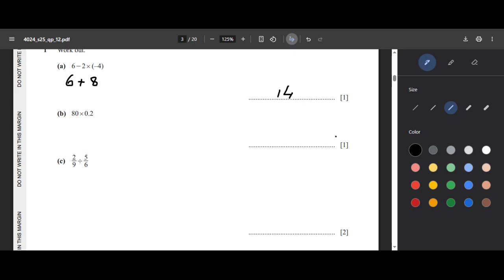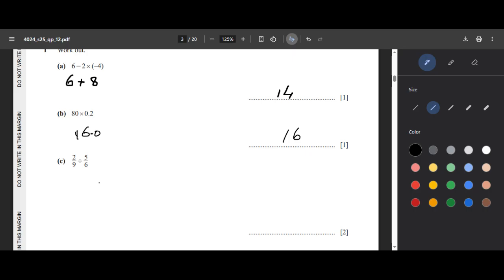Now 0.8 multiplied by 0.2, so ignore the decimal, first multiply these two. 8 multiplied by 2 is 16, so 80 multiplied by 2 is 160. Mark a decimal after one place here, so your answer will be 0.16.